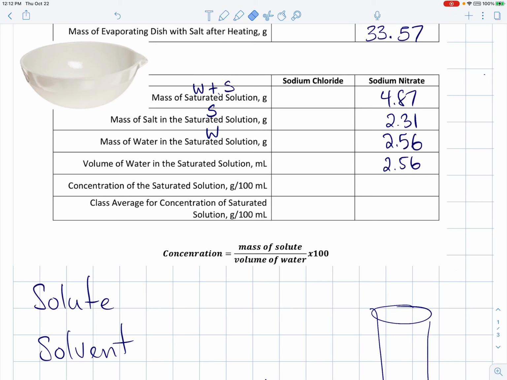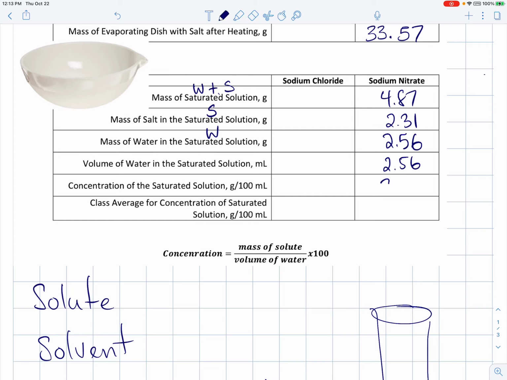You now know the mass of salt and you know the volume of the water. So you could calculate the concentration of the saturated solution. Mass of salt divided by the volume of water times 100. So for me, it'll be 2.31 grams, the mass of salt, divided by 2.56 milliliters, the volume of water in the solution, times 100. That's going to give me 90.2.